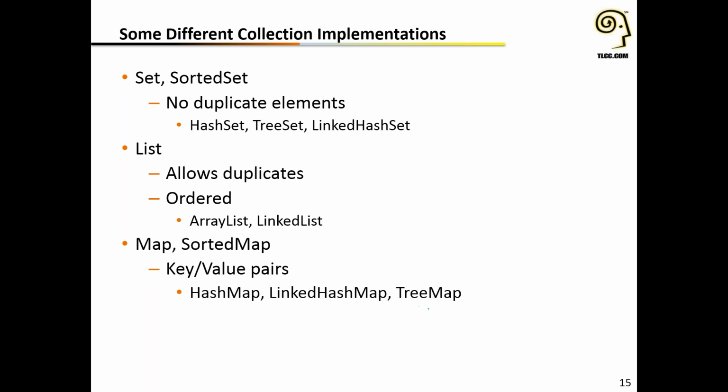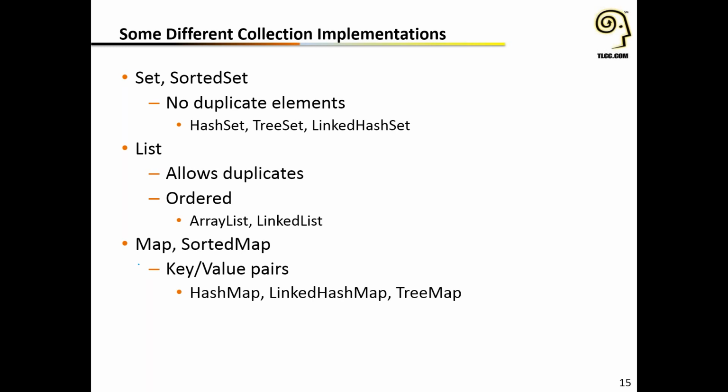Now again, we have something called a TreeMap. A TreeMap has tree in front of it. That means it's going to automatically sort. It's going to automatically sort based on the key of the map. So that's just some examples of some of the members of the collections implementation.